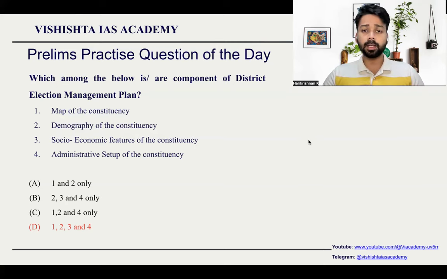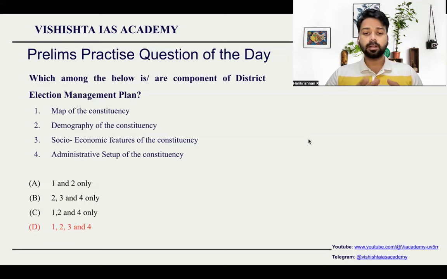The Election Commission of India ensures 100% effective and efficient conduct of election in a district. So what are all the things that will be coming under the district election management plan? It will consist of the map of all the constituencies present in the district. It will have a detailed explanation of the demography of the constituency. It will also talk about socioeconomic features of the constituency, and the administrative setup of the constituency.